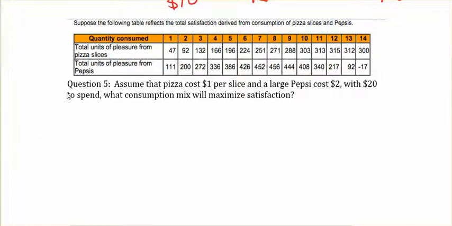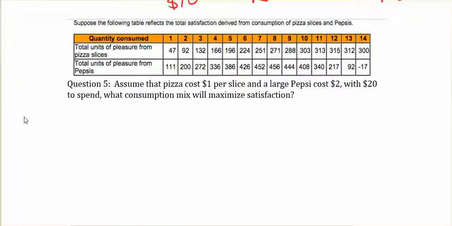Now let's look at the question. Suppose the following table reflects the total satisfaction derived from consumption of pizza slices and Pepsis. The first row in the table is the quantity consumed, the second row is the total utility from the pizza slices, and the third row is the total utility from Pepsis. The question asks: assume that the pizza costs $1 per slice and a large Pepsi costs $2. With $20 to spend, what consumption mix will maximize satisfaction? So now let's convert our total utility to marginal utility, and then convert the marginal utility to utility per dollar.